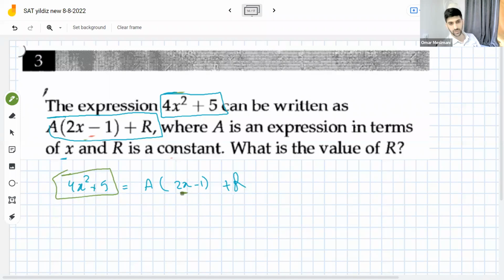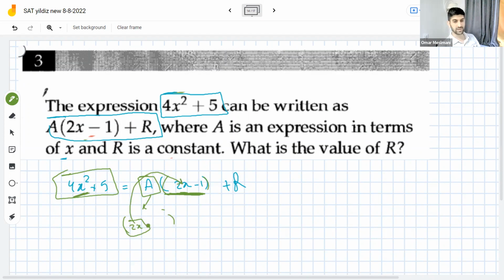Now, what do we have? We have 2x minus 1. The a is an expression. A can be anything, it can be 3x squared plus 5. But listen, I'm thinking like this: if I multiply this bracket with this bracket, I need to have 4x squared as the first term. Because I already have an x there, I'm thinking that I have to have a 2x also. Why? Because if you take 2x and multiply it by 2x, what do you get? You get 4x squared. That's how you have to think with the question.